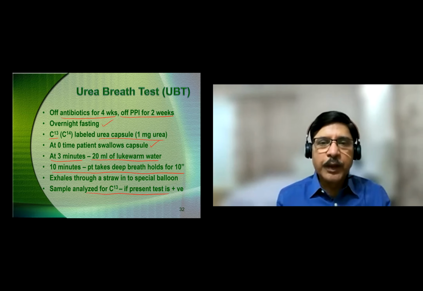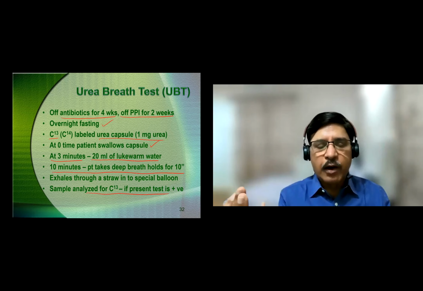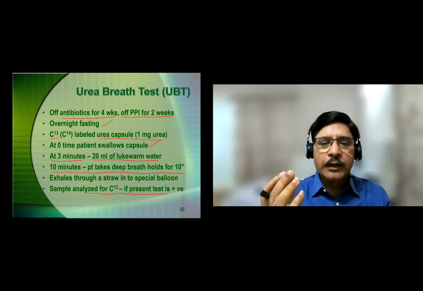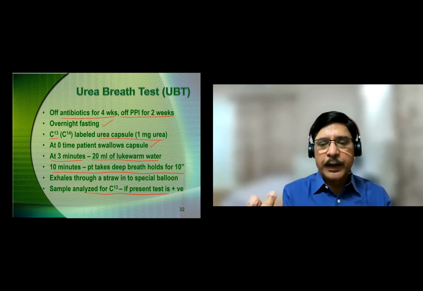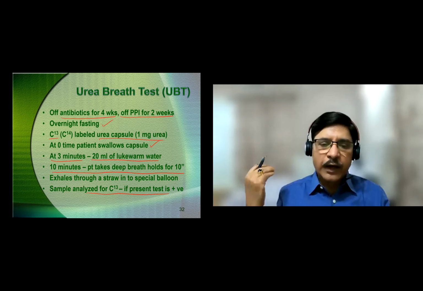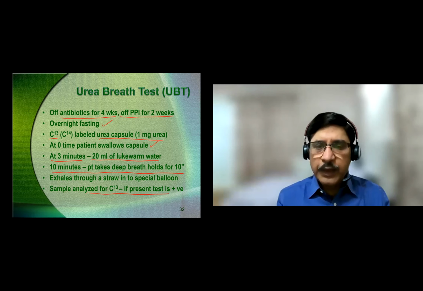If the H. pylori are there, they break down the urea into carbon dioxide, and the carbon dioxide comes in the breath. If H. pylori are not there, the urea capsule is not broken down into carbon dioxide. It goes as nitrogen, and the urea breath test will be negative.